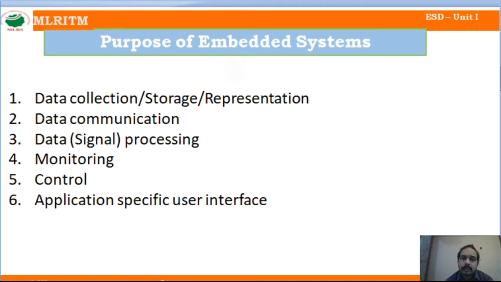So what are the purposes of embedded systems? We have six purposes. First one is data collection, storage or representation. Another purpose is data communication, then data processing or signal processing, monitoring data, and control devices. Then the last one is application specific user interface. So these are the purposes of embedded systems.